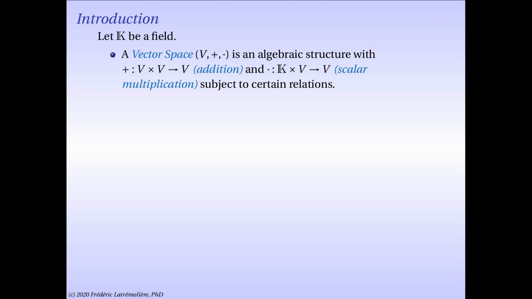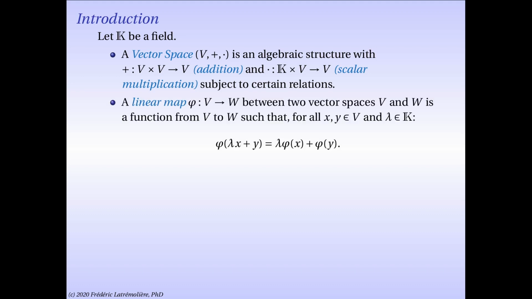A vector space V plus dot is an algebraic structure with an addition and a scalar multiplication subject to certain relations. A linear map phi from V to W between two vector spaces V and W is a function from V to W such that for all two vectors x and y in V and for all scalar lambda, phi of lambda x plus y equals lambda phi of x plus phi of y. Linear maps are the morphisms between vector spaces in the sense that the identity of any vector space is linear and the composition of two linear maps is again linear.